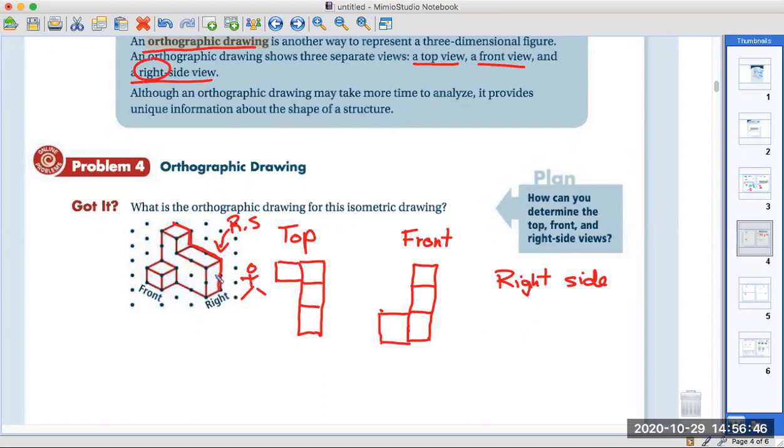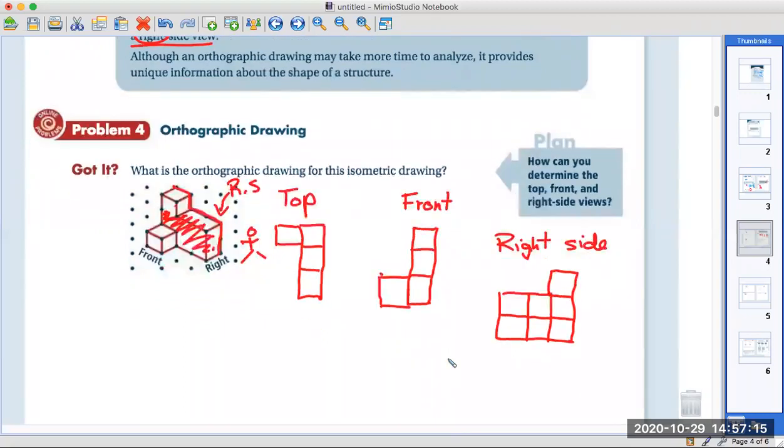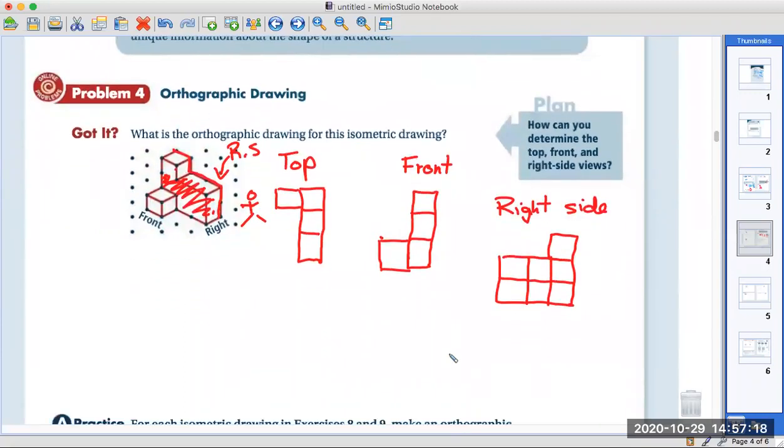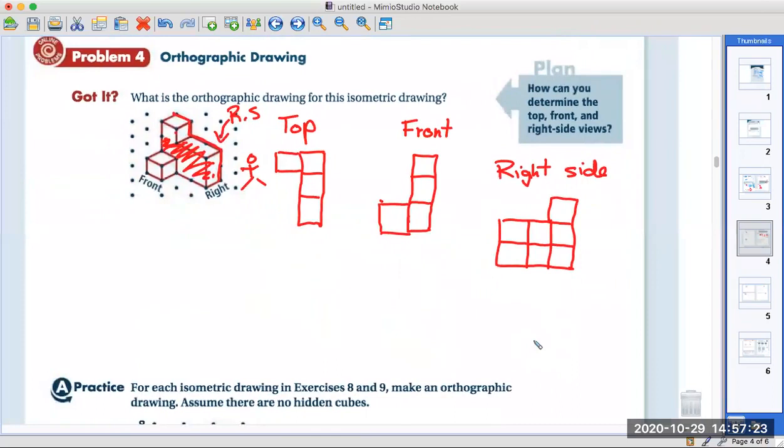So the bottom is a 2 by 3 rectangle. So then that's that rectangle right here, this whole thing. But then you have that little thing stuck on top, and it'll be right here. There, that's it. Top, front, right side, orthographic drawing. And I think that's already it for our lesson.